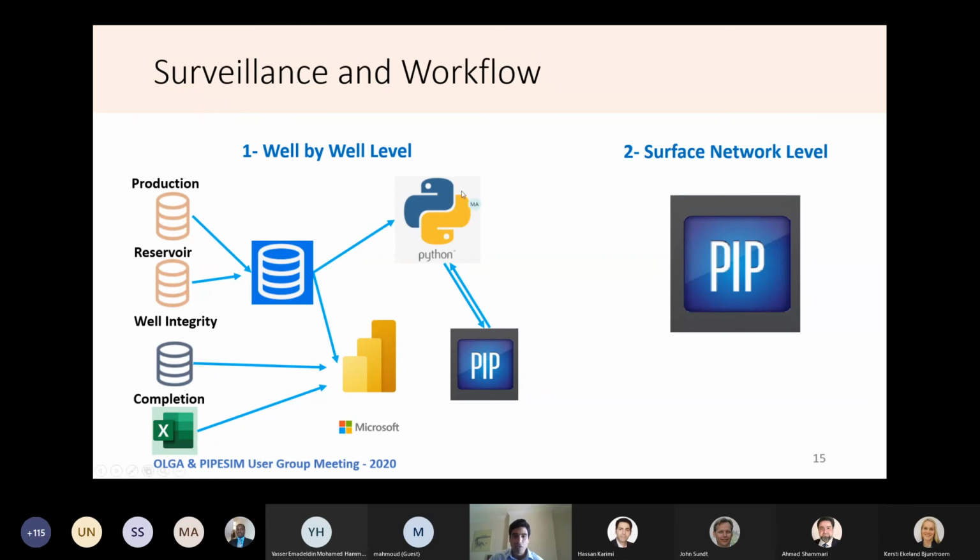The candidates selected from the Python analysis and then from the linked databases in Microsoft Power BI go to Pipesim to calculate PT profiles, liquid loading velocity ratio, and estimate the expected gain. The process keeps going back and forth between the two to select the best candidates and score them as well. On the surface network level, Pipesim was used with the help of the Schlumberger team to model the surface network and make sure that production gains from the intermittent wells will not be constrained by the network capacity or high pressure wells.